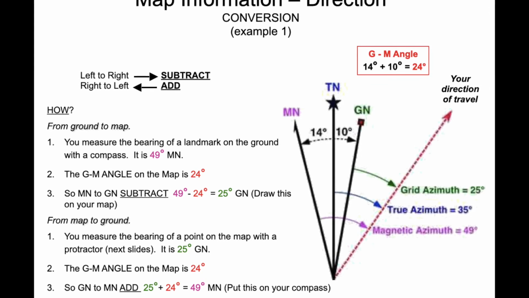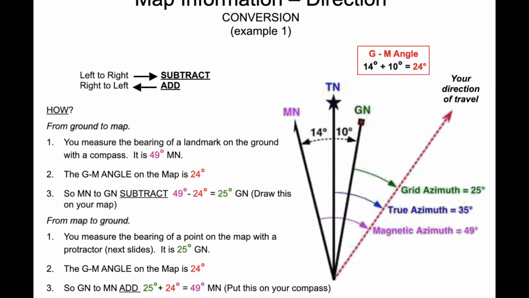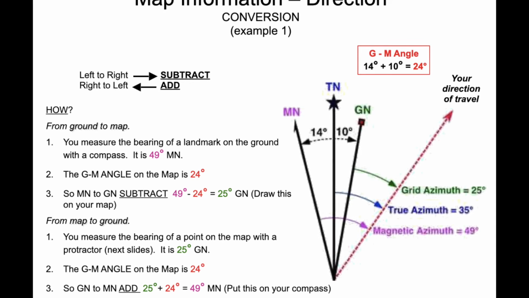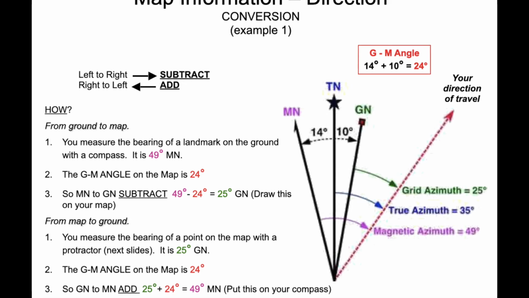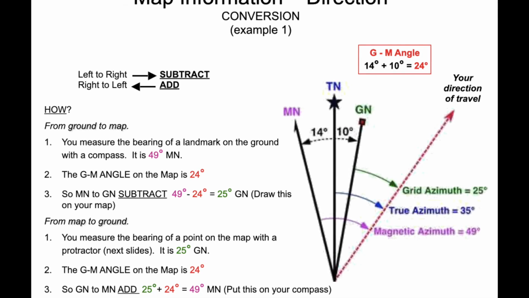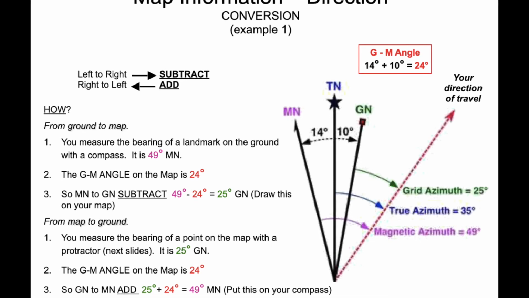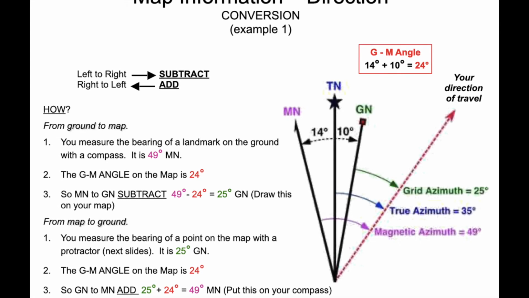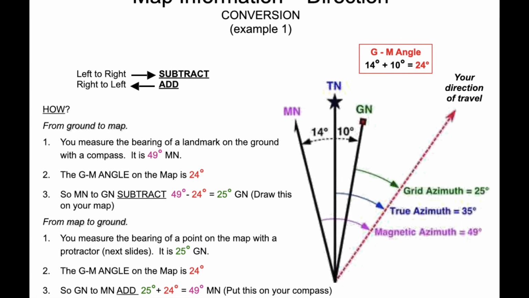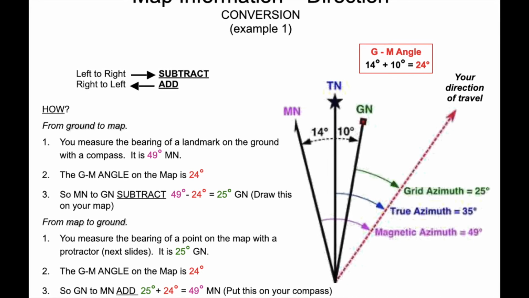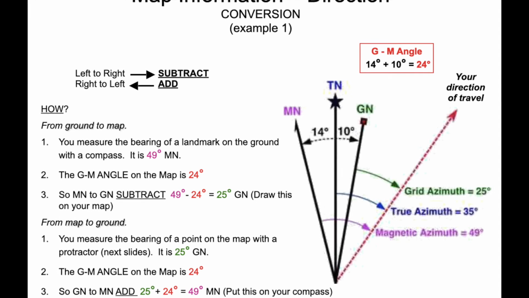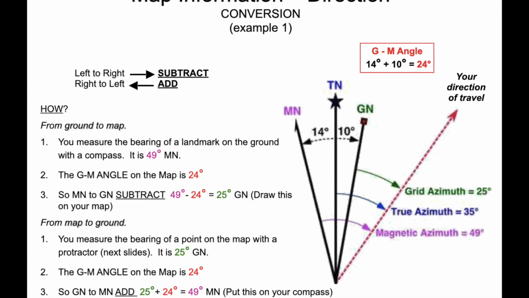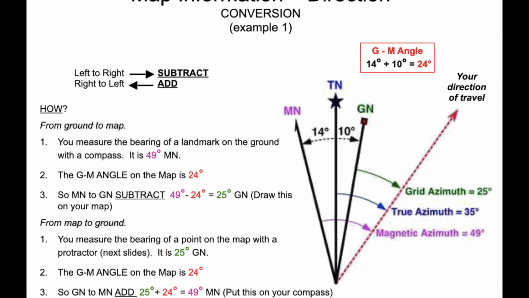Next, the GM angle on the map is 24 degrees. We already said that. Number 3, magnetic north to grid north, we're going to subtract. We referenced our little graphic at the top left, kind of in the middle, and we noticed that we're going left to right, so we're going to subtract. It goes something like this: 49 degrees minus 24 degree GM angle equals 25 degrees grid.